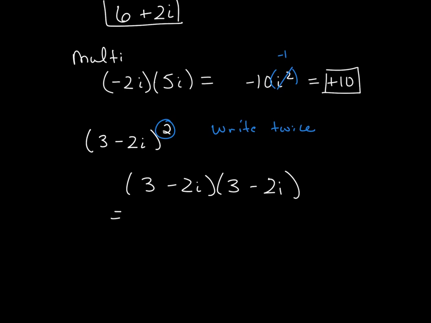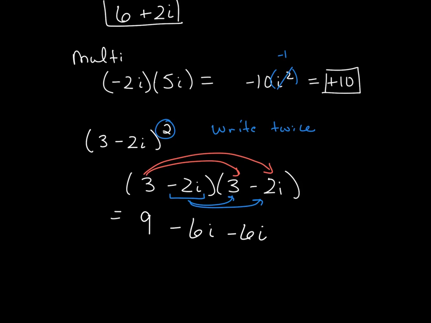So first I'm going to go ahead and multiply this 3 times 3, and then 3 times negative 2i. When I do that, I just get 9 minus 6i. I distribute the negative 2 times 3 and negative 2 times negative 2i. So that's going to give me negative 6i. A negative 2 times a negative 2 gives me a positive 4. i times i is i squared.